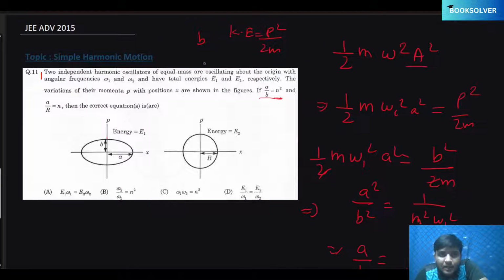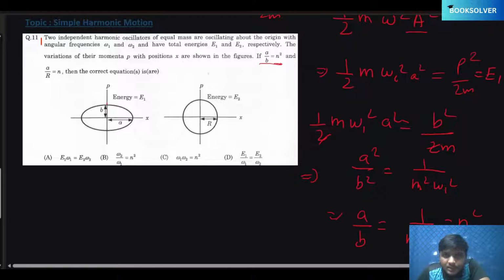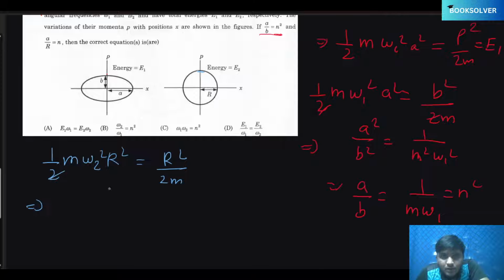Now moving on to particle 2, or oscillator 2 here. For particle 2, similarly, we write the total energy, which should be equal to half m omega 2 square times its amplitude, which is given in the form of r square. And similarly, p square by 2m, where the maximum p is represented by r here, because this is a circle, so this relation will also be equal to r here. So r square by 2m will be similarly equal to this. Now, we can cancel this 2.